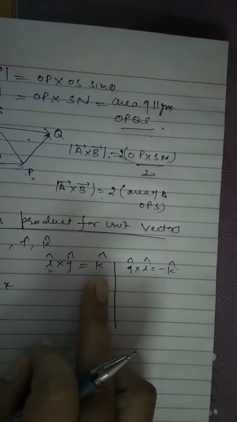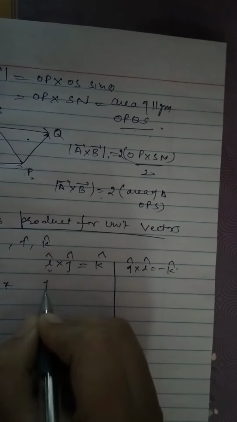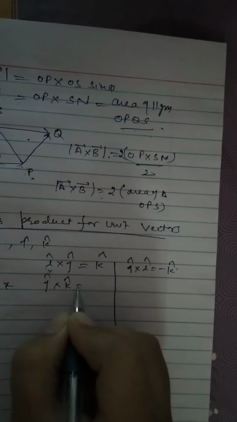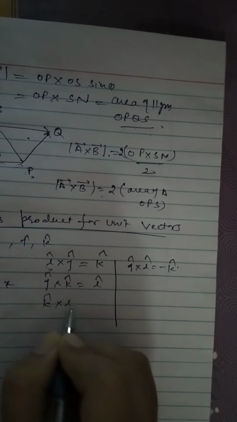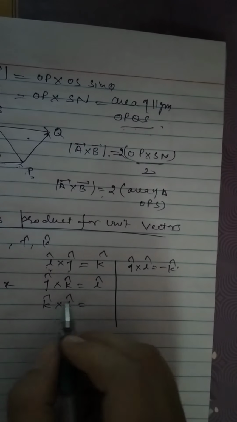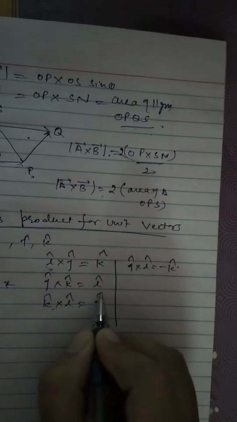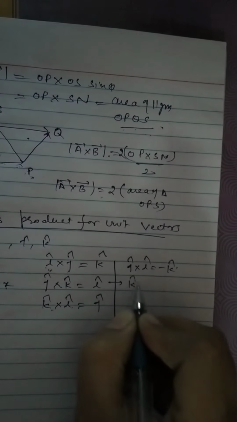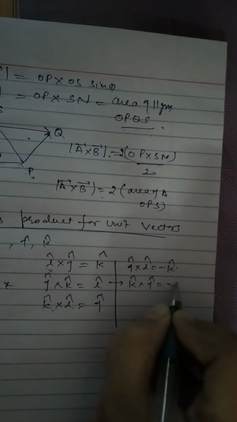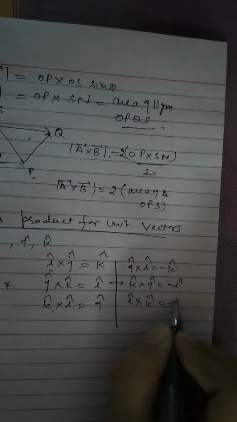ठीक है, तो अगर यहाँ पर I cap cross J cap K cap है, तो J cap cross I cap कितना होगा? Minus K cap. Now J cap cross K cap is I cap, and K cap cross I cap is, this is the third vector which remains, J cap. और अगर इनके रिवर्स लिखें, K cap cross J cap is minus I cap, and I cap cross K cap is minus of J cap.